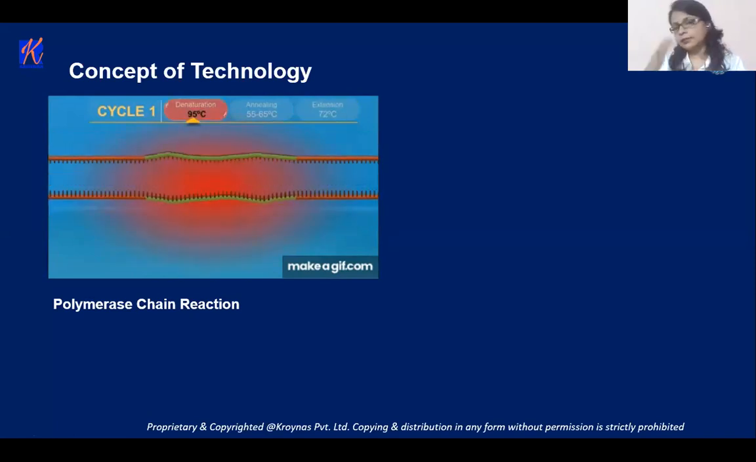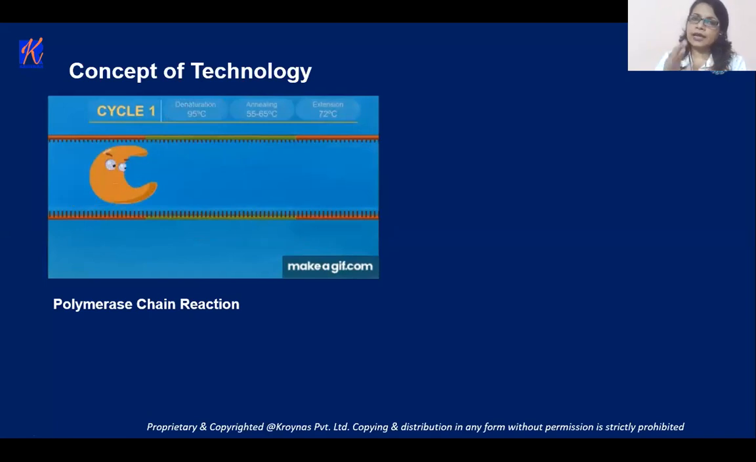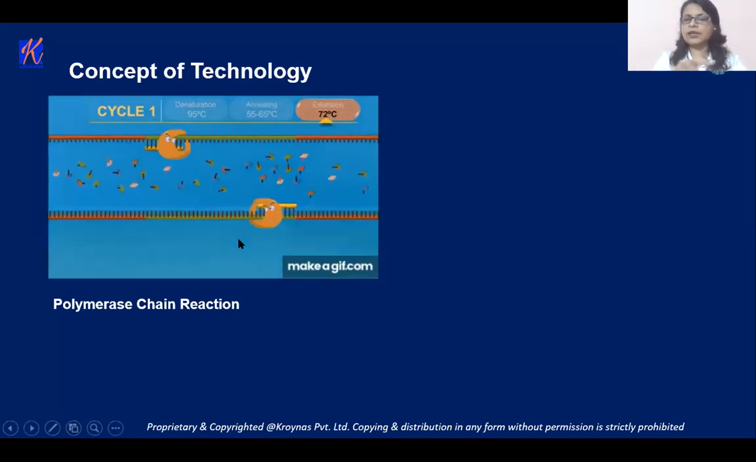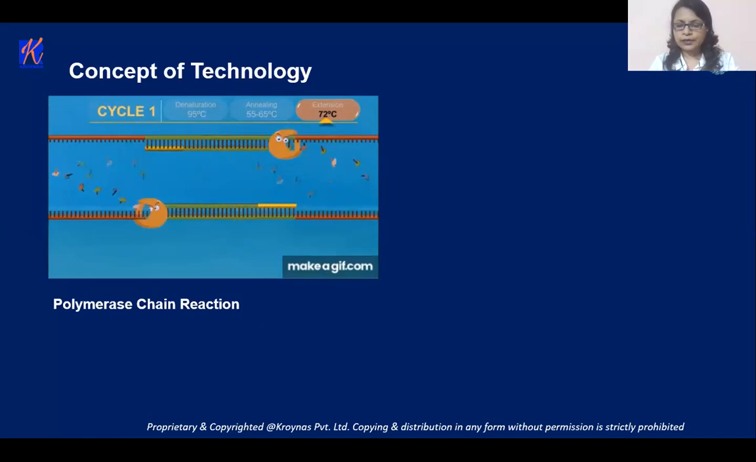And then comes a step called annealing, where the primers go and bind to your target DNA. If you see, it will continue. Yes, this is the annealing step you see right now. Then extension, where this enzyme will help to extend. Okay, so that's PCR in a very small way, I can tell you.